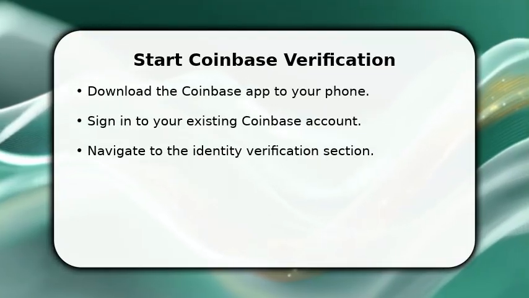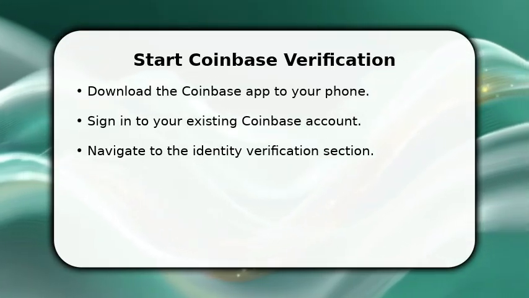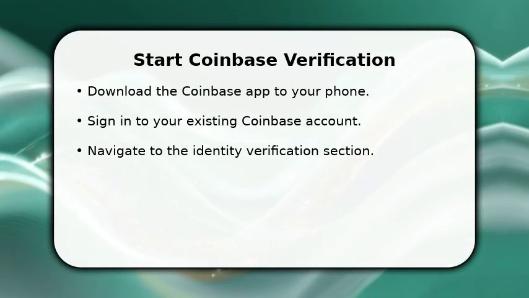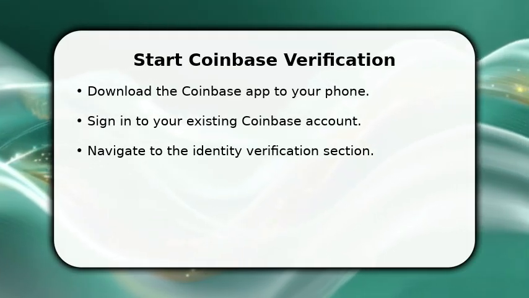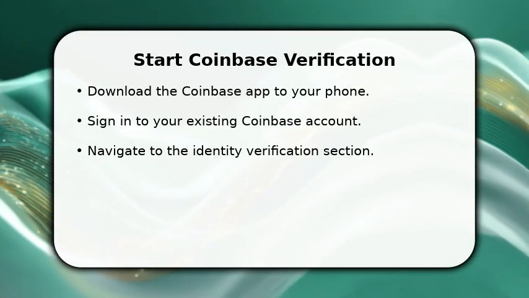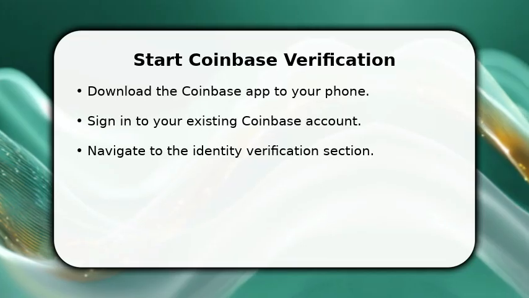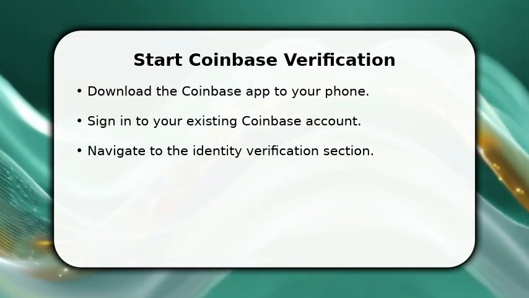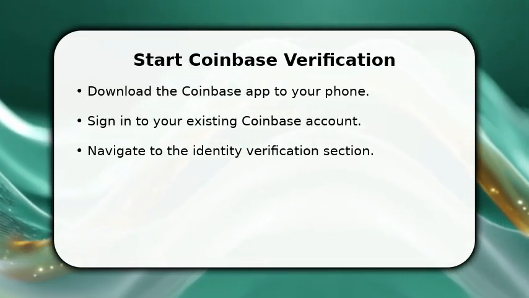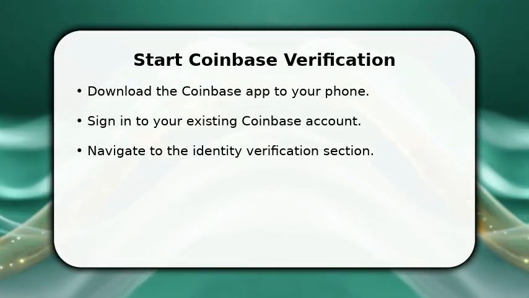In this video, I will explain how to verify your Coinbase account on your phone. First, ensure you have the Coinbase app installed on your mobile device. Open the app and sign in using your registered email and password. Once logged in, locate the Verify Identity or Complete Your Profile section, which is usually found in the Settings or Profile menu. This is the crucial first step to unlock full account features.